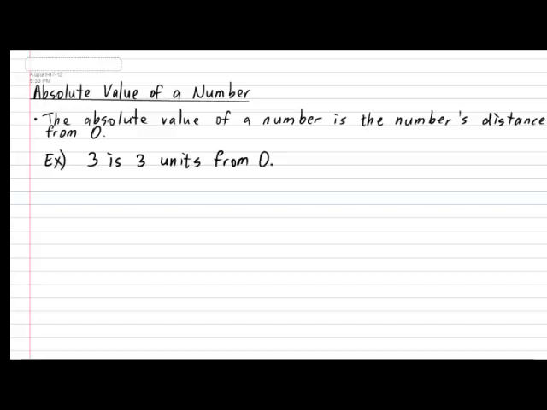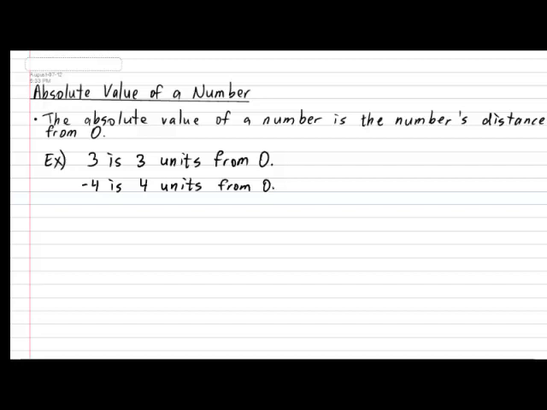Here's another simple one. How about minus 4? How far is negative 4 from 0? Well, it's 4 units away. So that means the absolute value of negative 4 is 4.